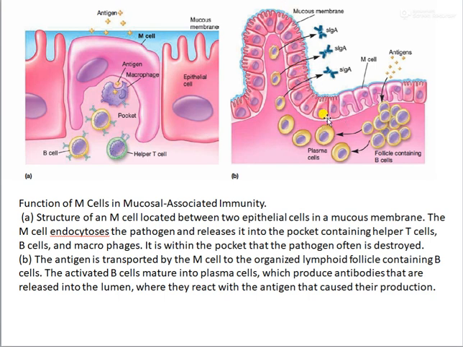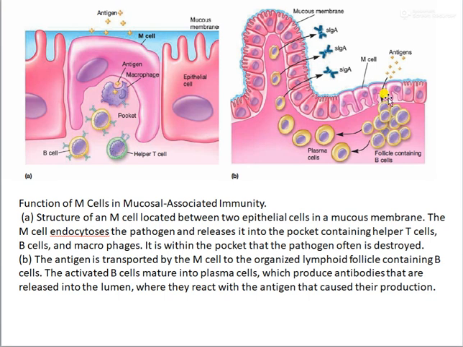And in between these epithelial cells, there are other cells called M cells. Now, what is the function of these M cells? It is the M cell which will endocytose or take in the pathogen, and release it into a particular pocket which contains the helper T cells, B cells, and the macrophages.